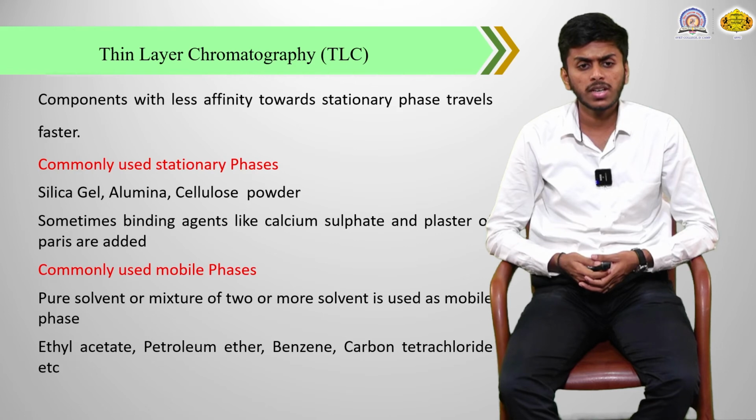Commonly used stationary phases are silica gel, alumina, and cellulose powder, and commonly used mobile phases are volatile solvents in a pure form such as ethyl acetate, ether, benzene, CCl4, etc.